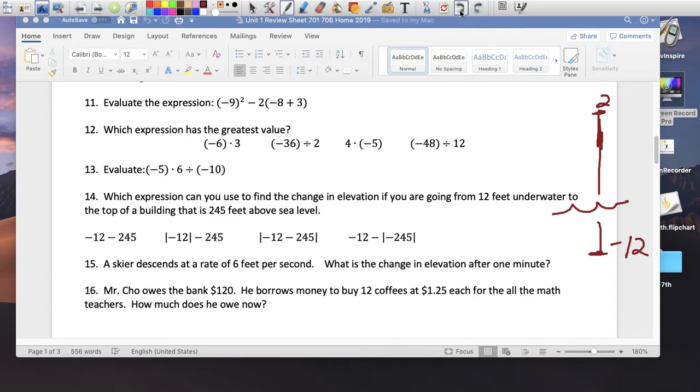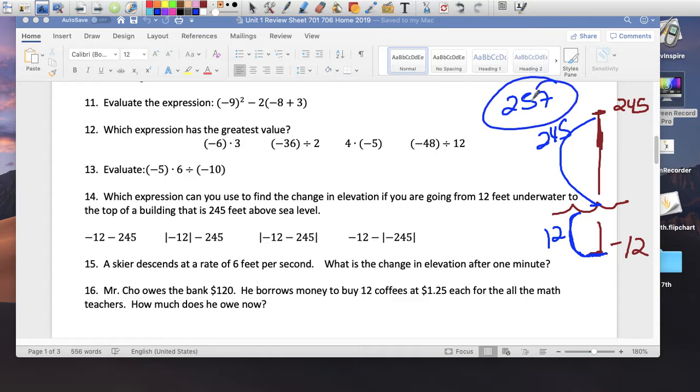You want the distance, right? Just by looking at it, I know that from negative 12 underwater to the surface of the water, this portion here is 12 feet. From the surface of the water to the top of the building is 245. If I add those two, I get 257. So I'm looking for an expression that's going to give me 257, and you know it's going to be positive because we're measuring distance, right?